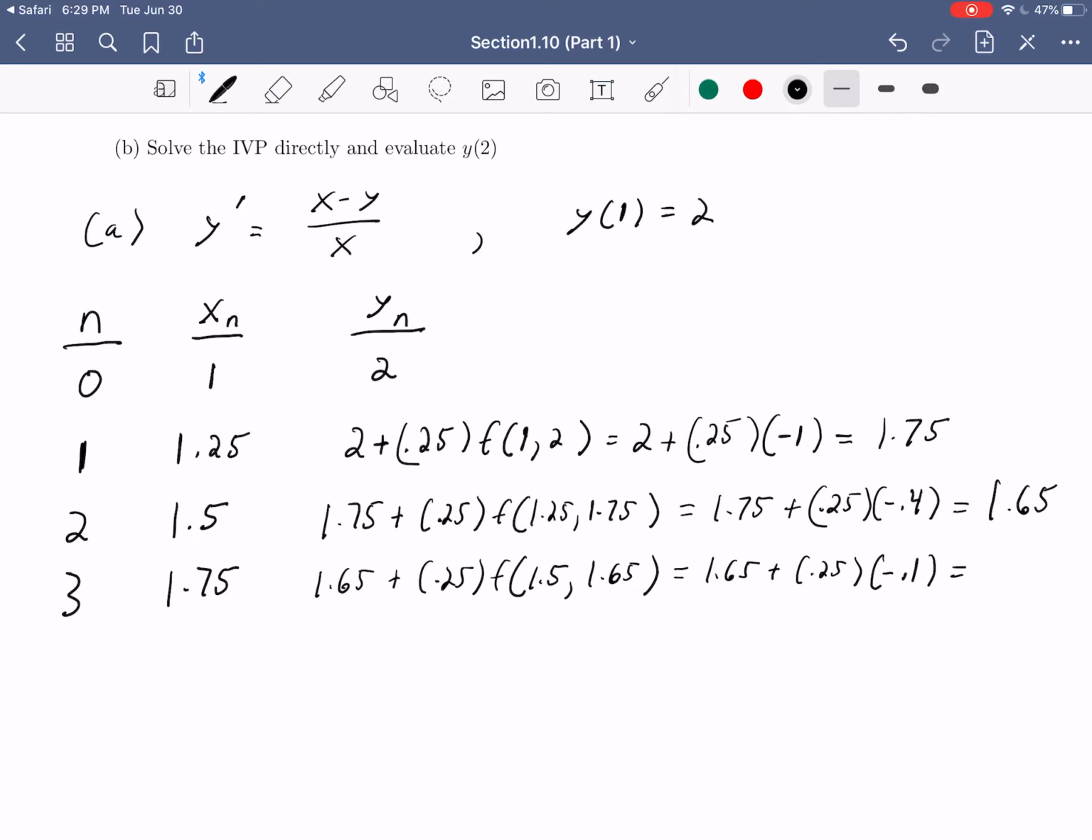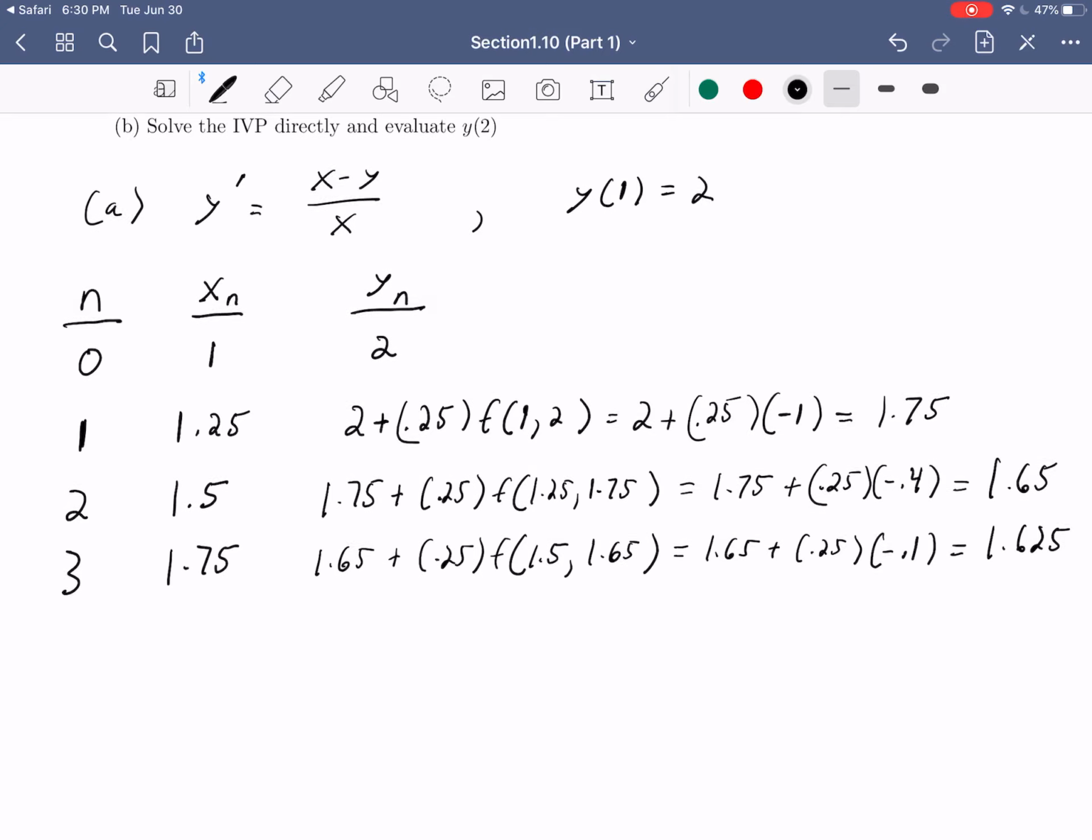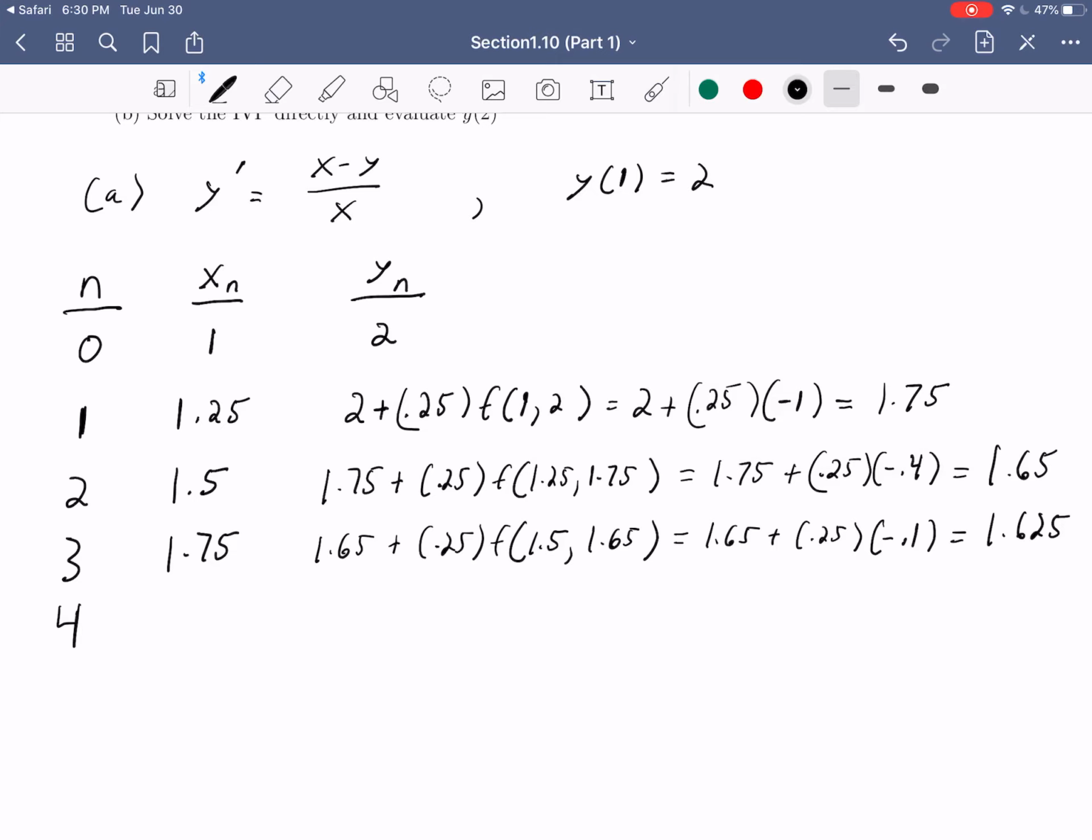Okay, so 1.65 plus 0.25 times negative 0.1. Looks like we should get 1.625. Okay, now our last approximation at 4. We're going to go for x is 2 now, so that we've taken 4 steps forward. We take our last one there, 1.625 plus 0.25 times our function at our previous step, which was 1.75 comma 1.625. Again, grabbing the previous x and the previous y.